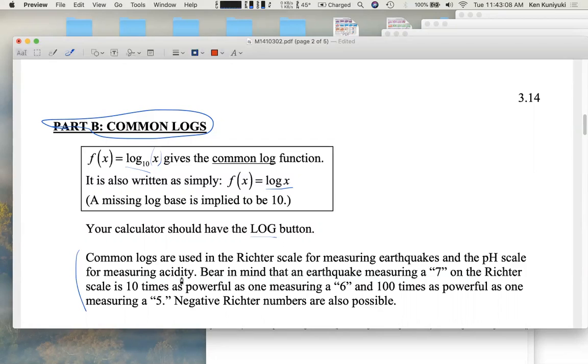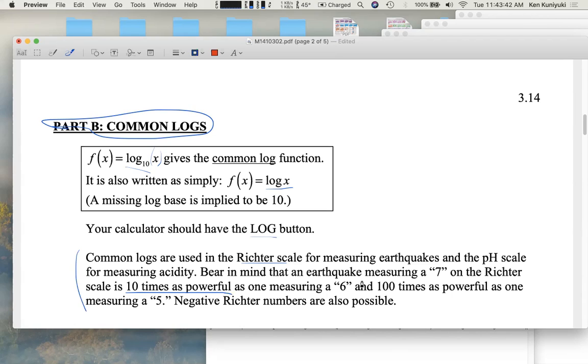So, for example, something that's a pH of 4 is going to be 10 times as acidic as something that's a pH of 5. Back to the Richter scale, bear in mind that an earthquake measuring a 7 on the Richter scale is 10 times as powerful as one measuring a 6. Now that's in terms of magnitude. Actually, in terms of energy, a 7 earthquake releases 31 times as much energy as a 6 earthquake. So a 7 is much more devastating than a 6.